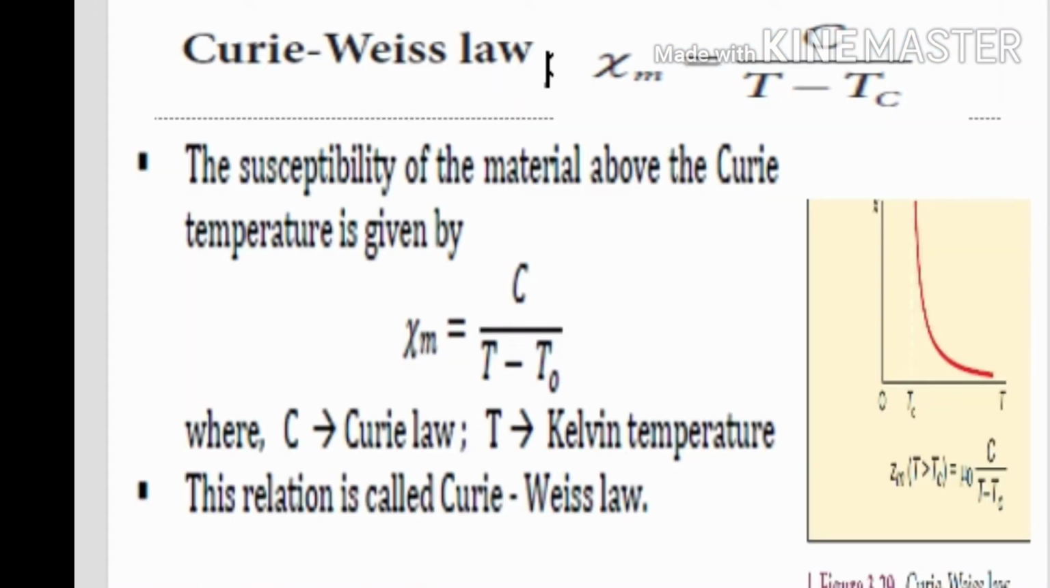Next one is the Curie-Weiss law. The susceptibility of the material above the Curie temperature is given by the relation chi m is equal to C by T minus T naught. In this relation, chi m indicates susceptibility of the material, C denotes the Curie constant, T denotes the temperature in Kelvin, and T naught or Tc denotes the Curie temperature.